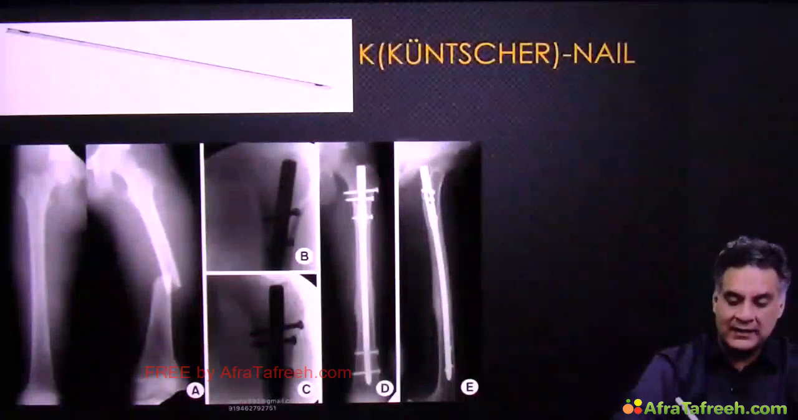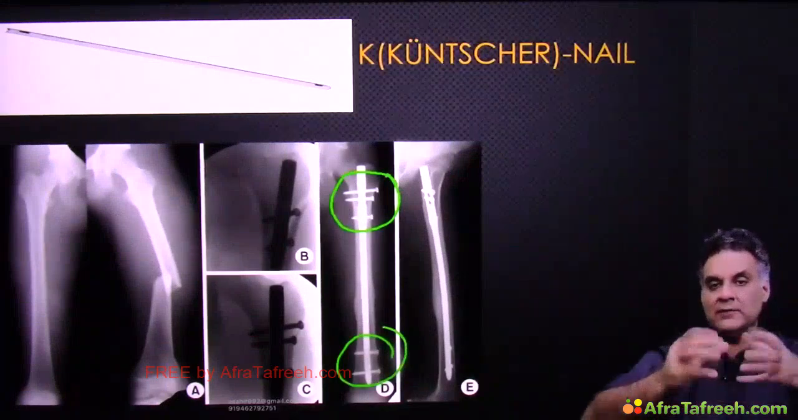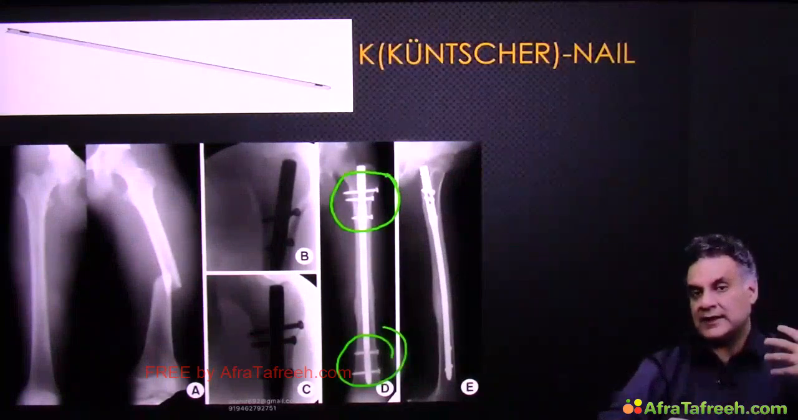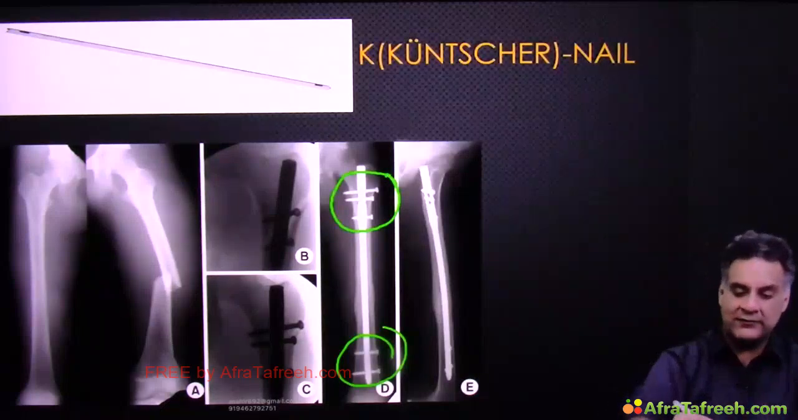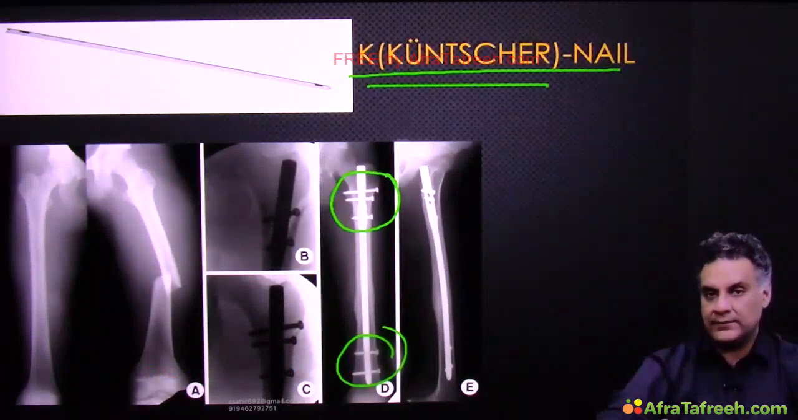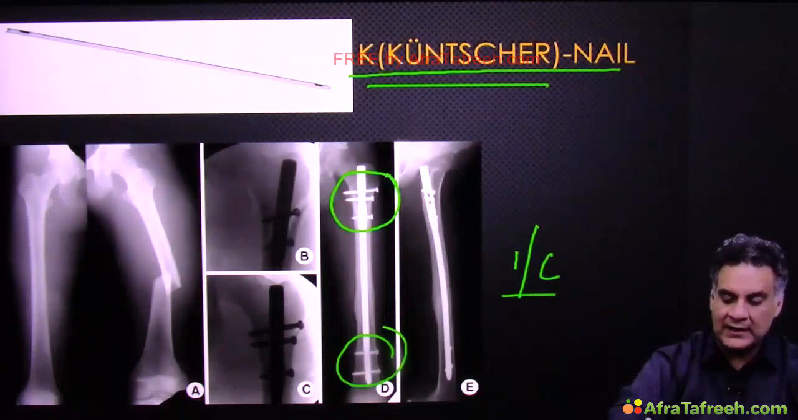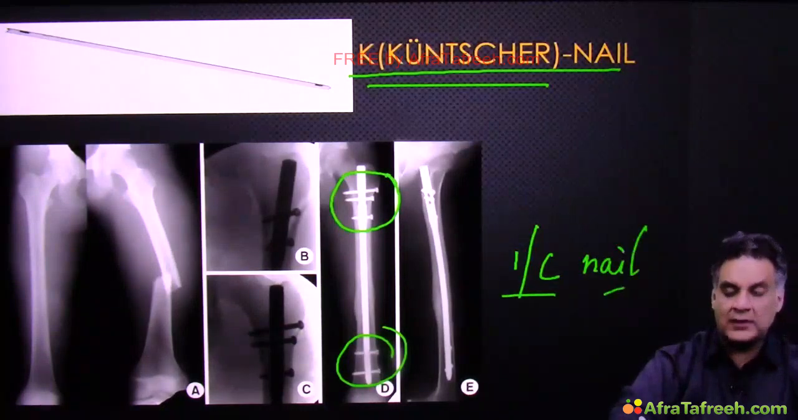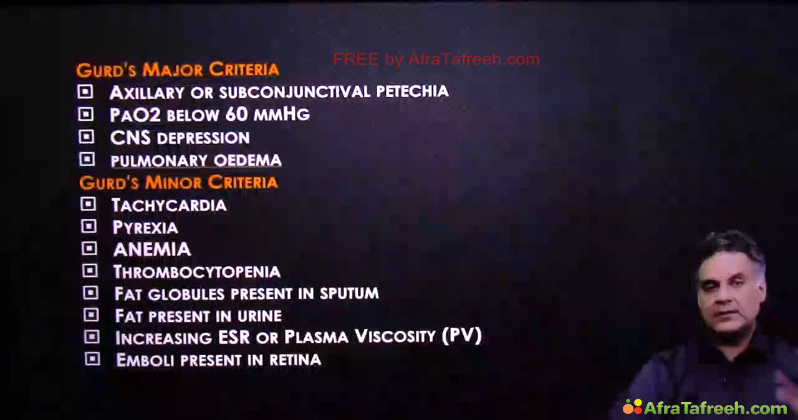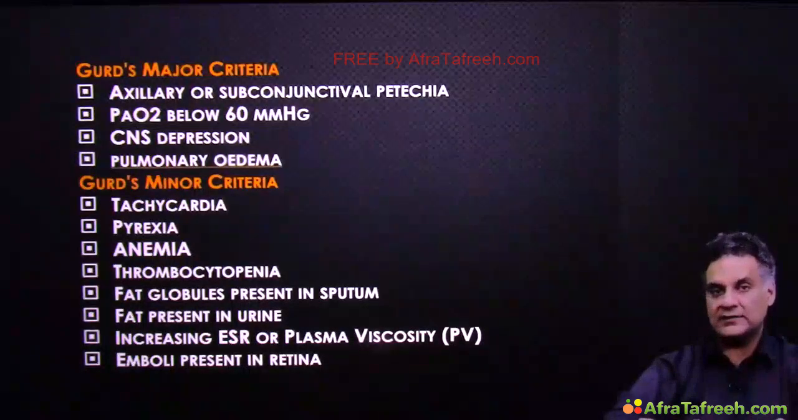You will pass a nail and fix it with the screws to the shaft, so there is no malrotation. In earlier times, the nails used for fracture shaft femur were designed by an obstetrician, Küntscher's nail, but now we have interlock nails where a nail is put inside the femur and locked with the screws. Fracture shaft femur. After 48 hours, patient is breathless.